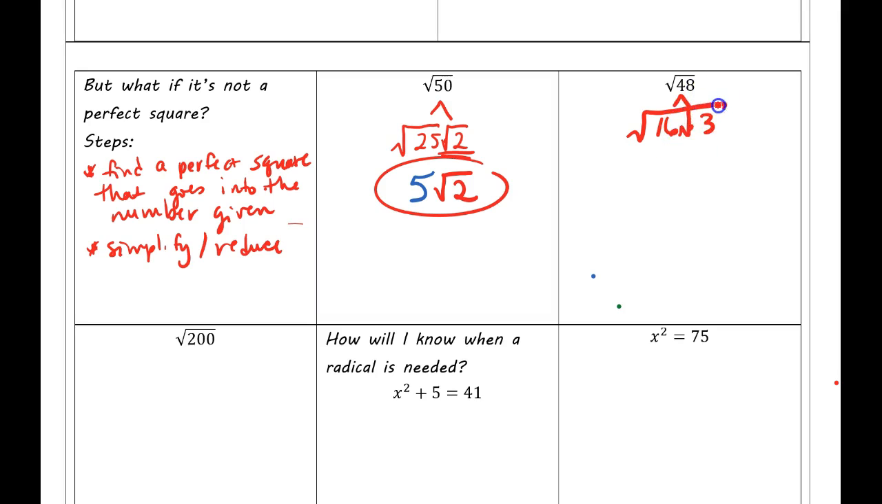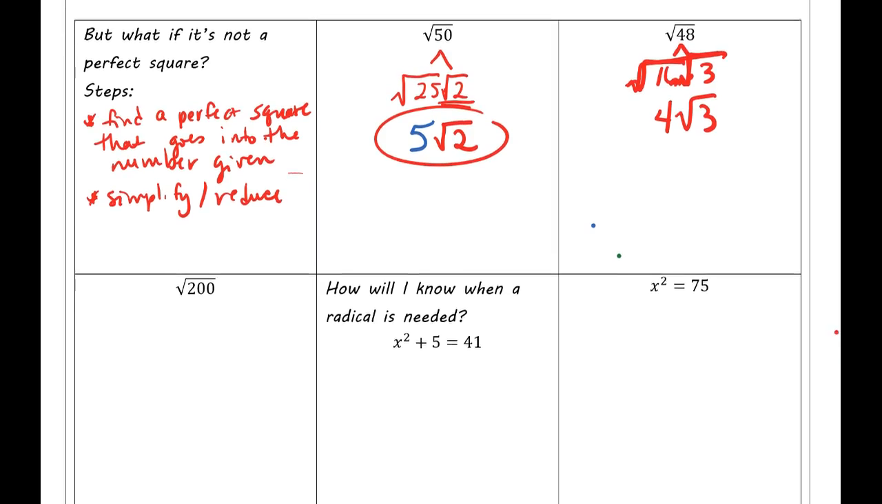If you want to break it up into the 2, then that's absolutely fine. And what is the square root of 16? It's 4. What is the square root of 3? I don't know. So I recopy square root of 3. All right, cool. So now let's try 200.